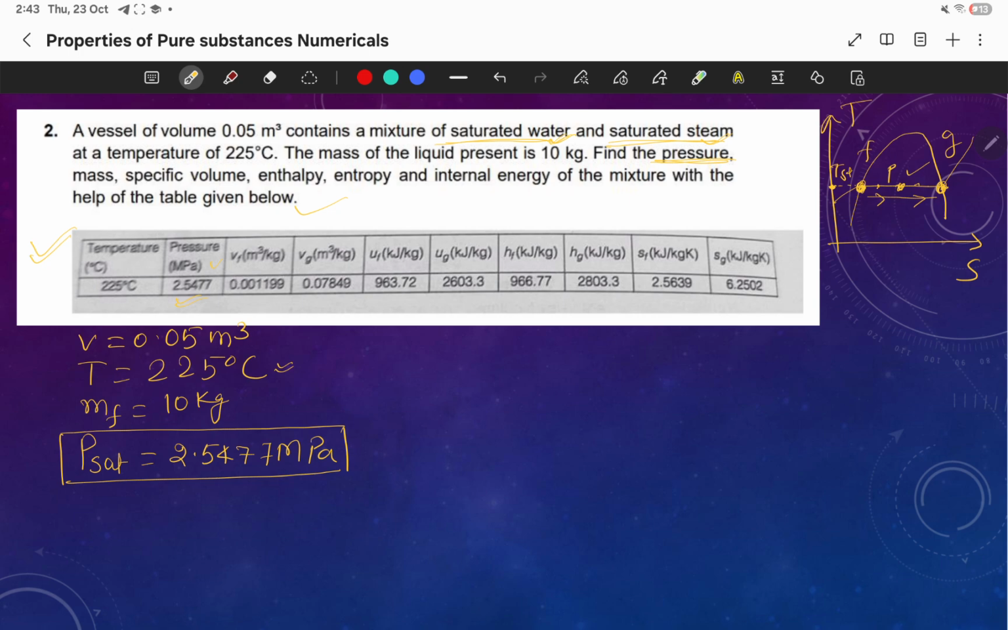Now we have all the values given here. This is Vf, f is for liquid; g is for vapor or steam. So see, all the values we have here: Vf, Vg, Uf, Ug, Hf, Hg, Sf, Sg, all the values we have.